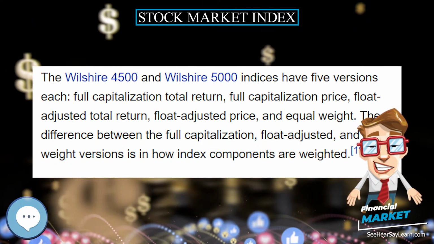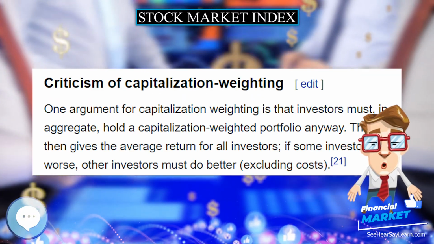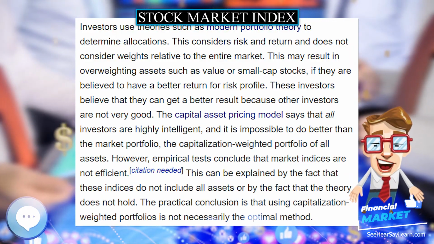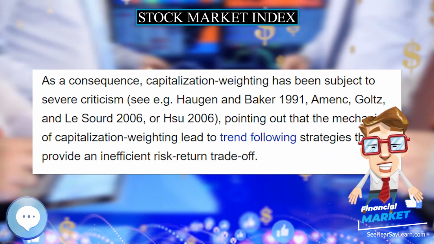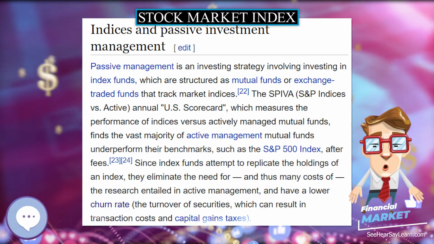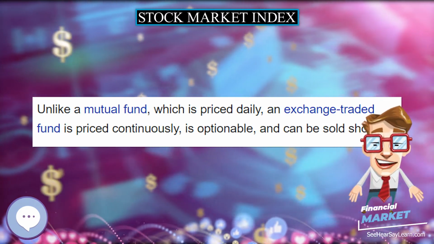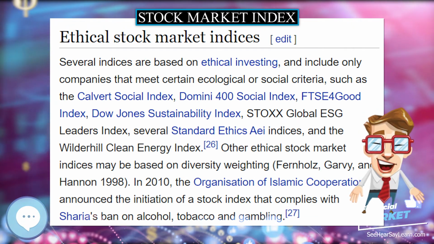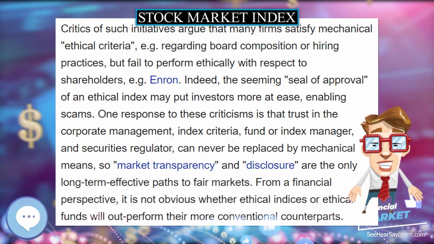Ethical stock market indices. Several indices are based on ethical investing, and include only companies that meet certain ecological or social criteria, such as the Calvert Social Index, Domini 400 Social Index, FTSE4Good Index, Dow Jones Sustainability Index, STOXX Global ESG Leaders Index, several Standard Ethics indices, and the WilderHill Clean Energy Index. Other ethical stock market indices may be based on diversity weighting, Fernholz, Garvey, and Hannon 1998.